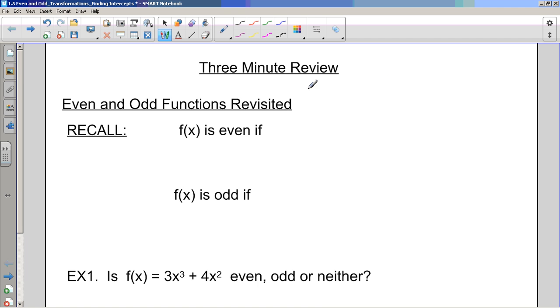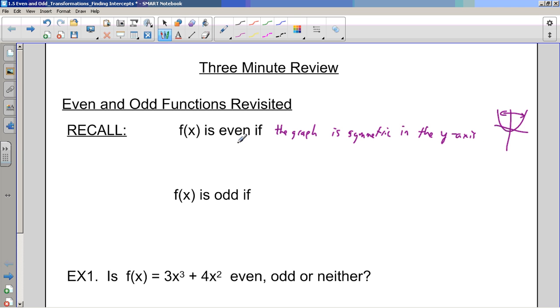But the first thing, the 3-minute review, is to talk about even and odd functions. And even and odd functions go well with polynomial functions, so it's worth talking about them again. Remember, a function is even if the graph is symmetric in the y-axis. That means it's kind of a flip this way. We think of the parabola, right? It's a flip this way. Bad sketch, but you get the idea.